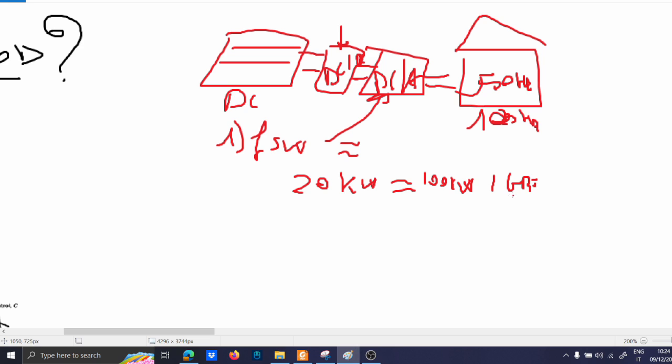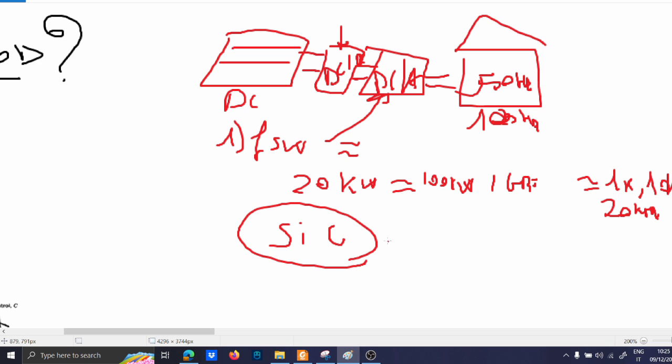IGBTs are normally employed, and the switching frequency can be more or less 1 kilohertz, 10 kilohertz, even 20 kilohertz if you want. If you use SiC, you can realize an inverter with even 300 kilowatts, and the switching frequency can also be 100 kilohertz.